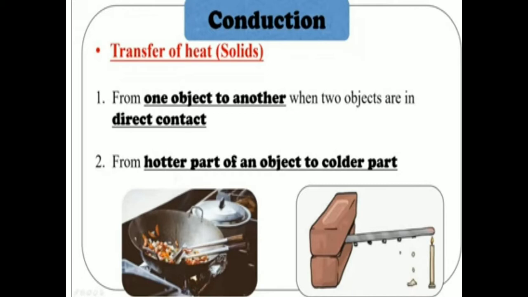The metal rod is a solid material. The heat energy in solids is transferred from the point of higher temperature to the point at a lower temperature without actual movement of the particles from their position. This method of transfer of heat is called conduction.